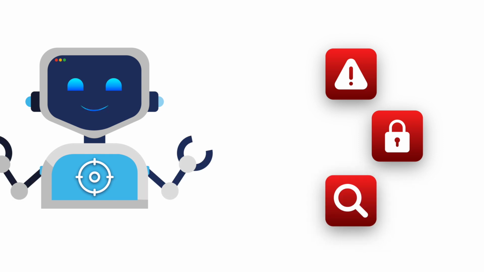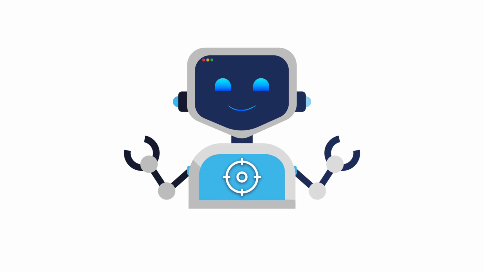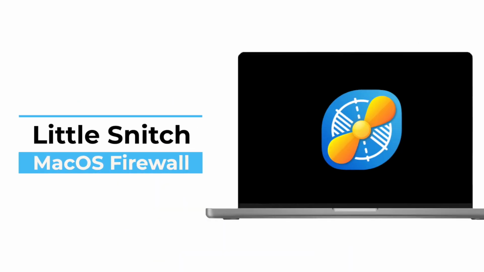But what if you could see every connection in real time and decide what stays or goes with just a click? In this video, I'll show you how to use Little Snitch, the powerful macOS firewall that reveals what your system is really up to and lets you take control.